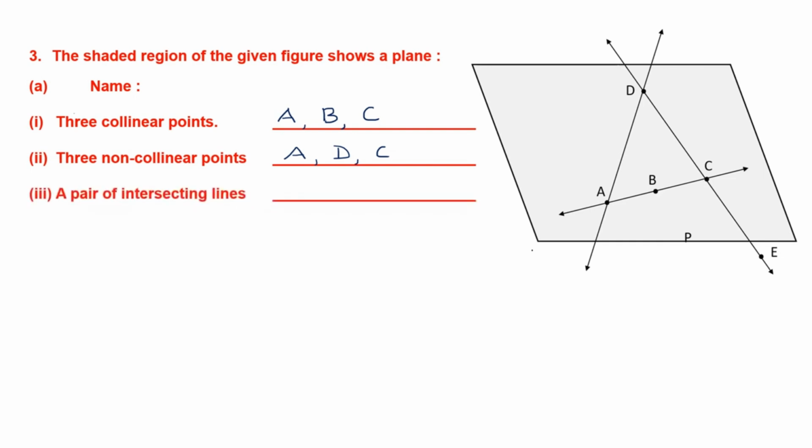Then a pair of intersecting lines. Intersecting lines are lines that meet at a point. So here you can see one line and this another line meeting at point D. Now you can see this line and this line meeting at point A. You can also see this line and this line meeting at point C.